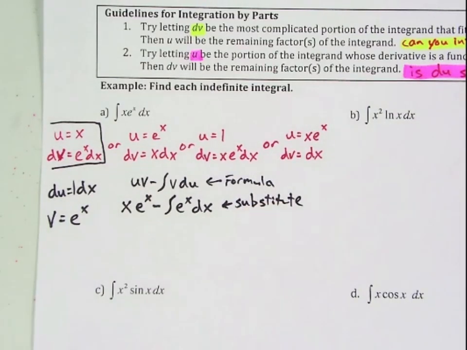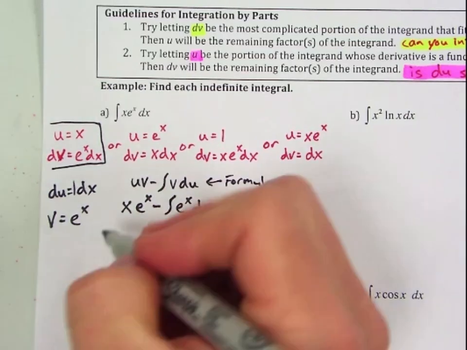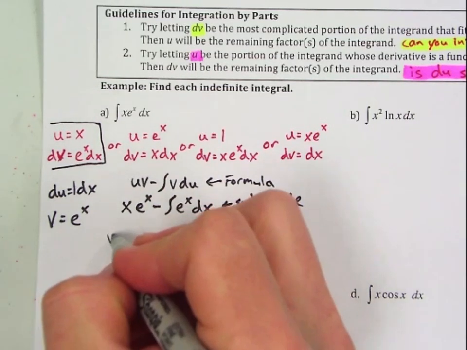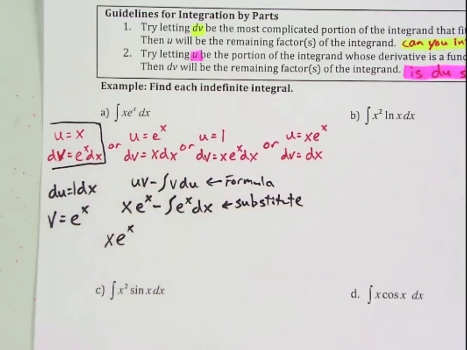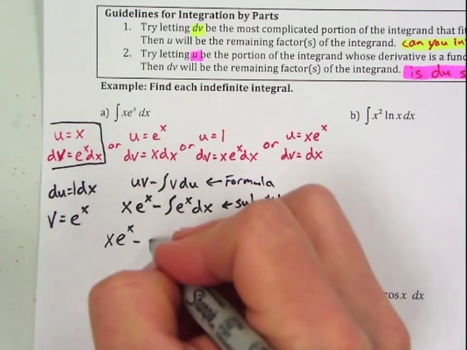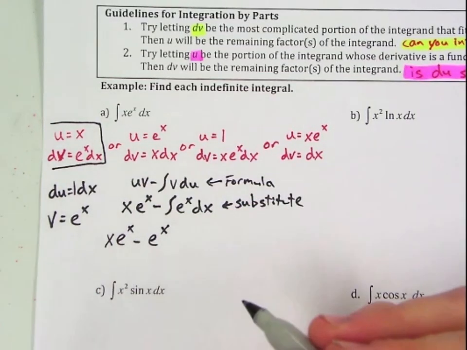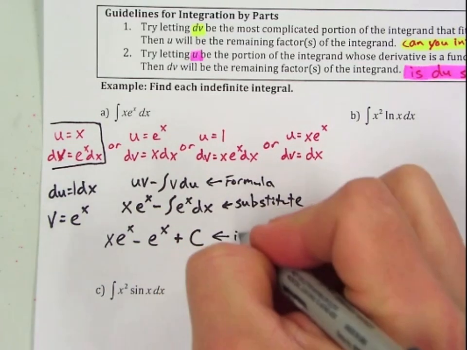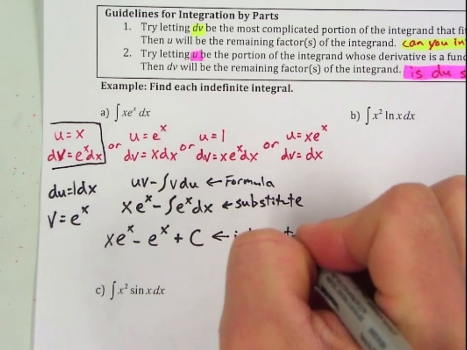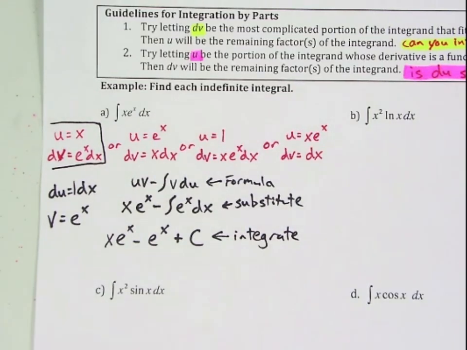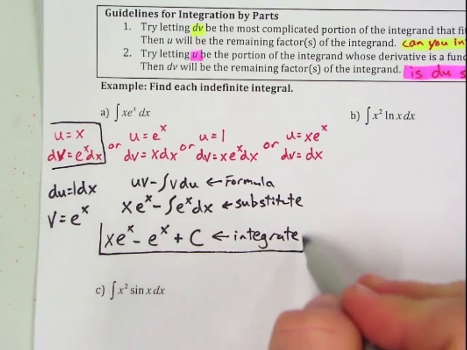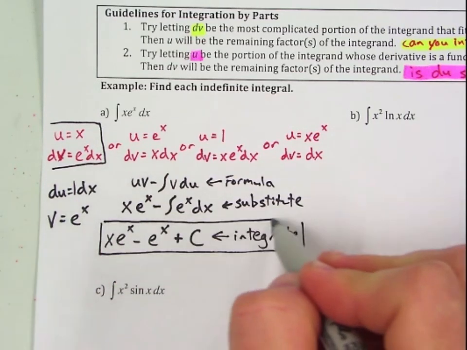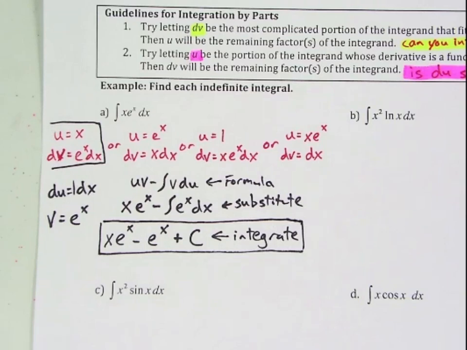And now let's go ahead and integrate. So x e to the x just stays. And the integral of e to the x is e to the x. And then, because this is a whole family of functions, plus c. So for an indefinite integral, we have the plus c. The guessing is tough. Yeah, that's the hardest part. So there we go.